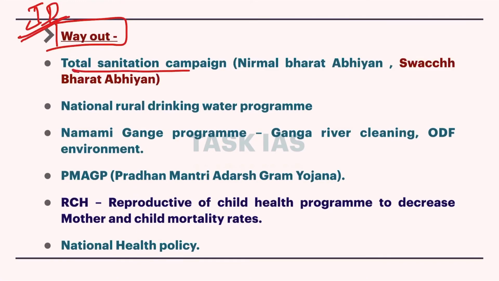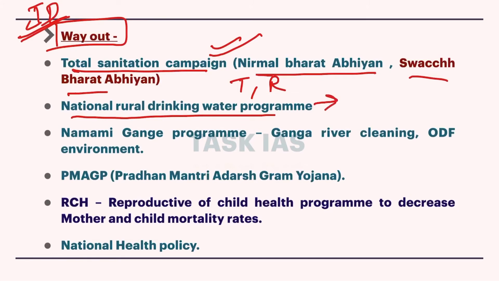Firstly, the Total Sanitation Campaign, Swachh Bharat Abhiyan and Nirmal Bharat Abhiyan are steps to increase sanitation and decrease open defecation, which is the main cause of health issues in tribal and rural areas. Now, the National Drinking Water Program, because diseases like cholera or typhoid spread because of lack of availability of potable water.